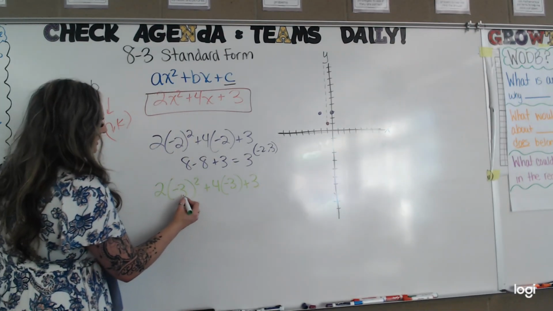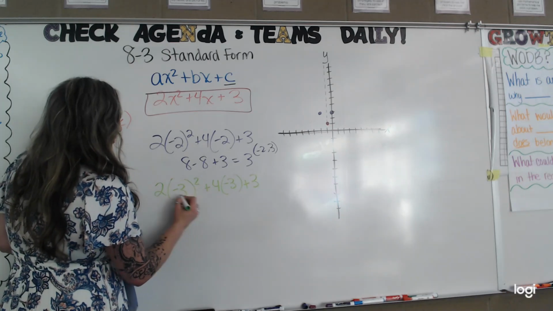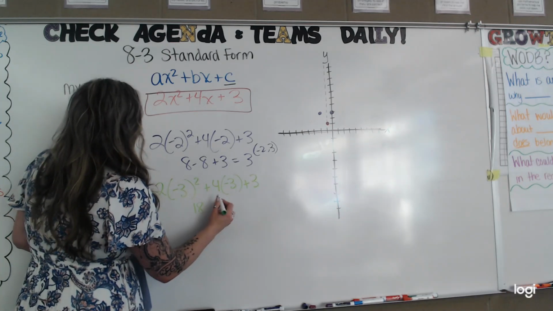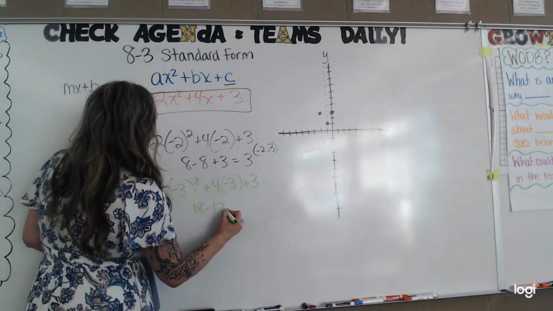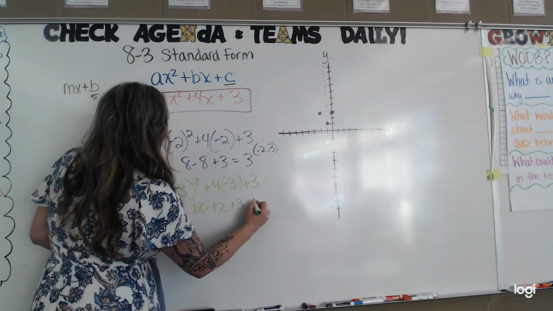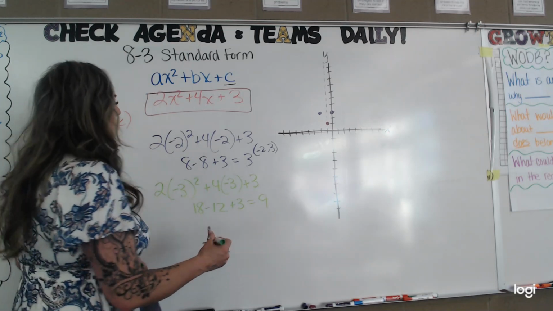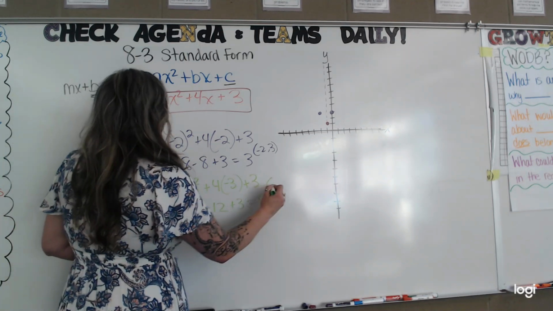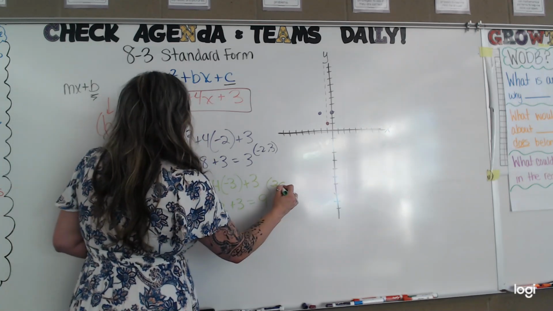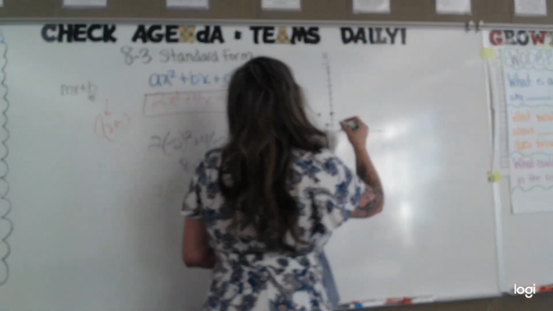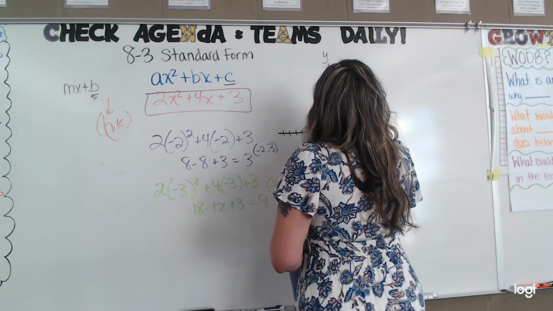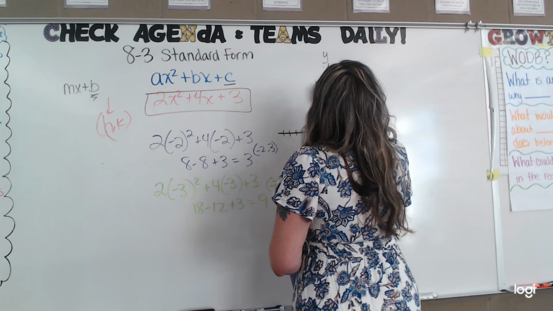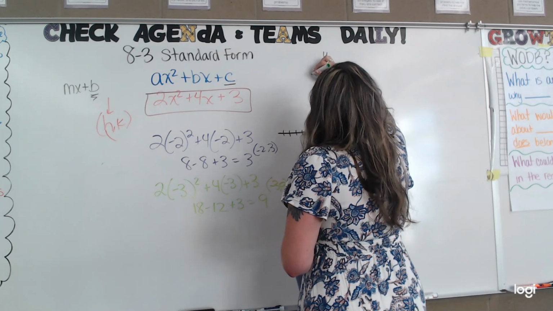Evaluate this. 9 times 2 is 18, minus 12 is 6, plus 3 gives me 9. When x is -3, y is 9. So I can put that point on the graph, and it's going to be right about here.